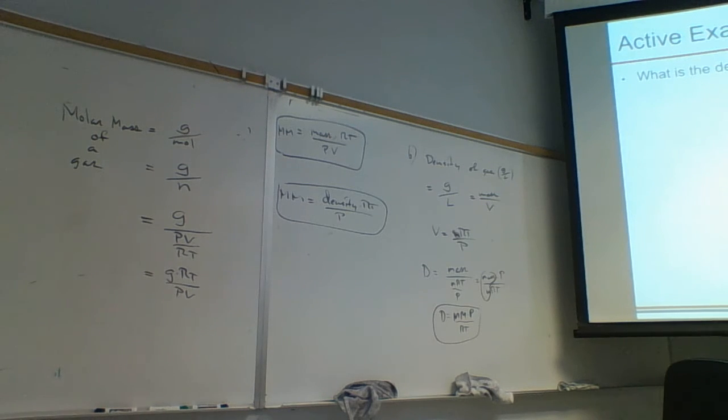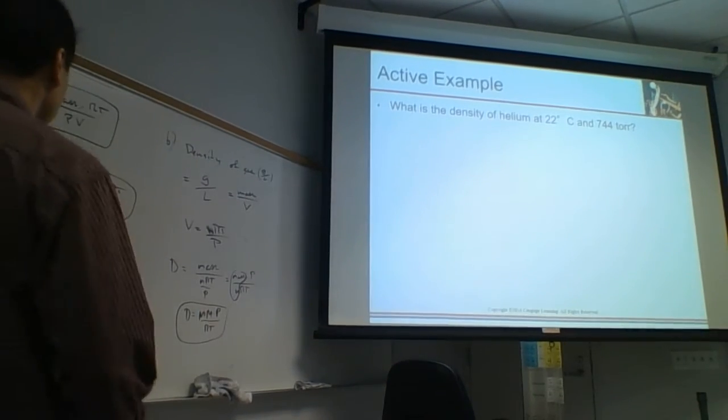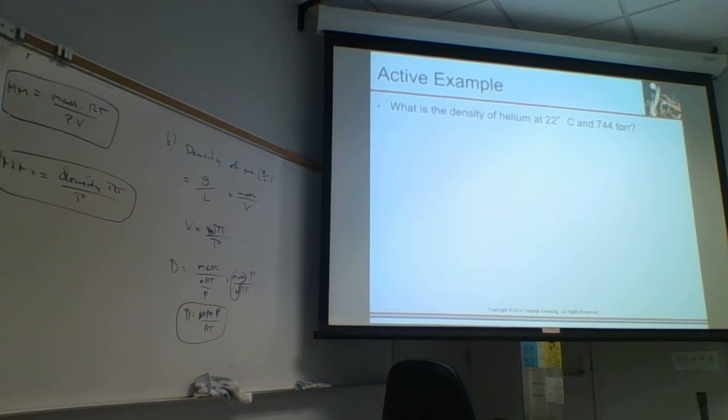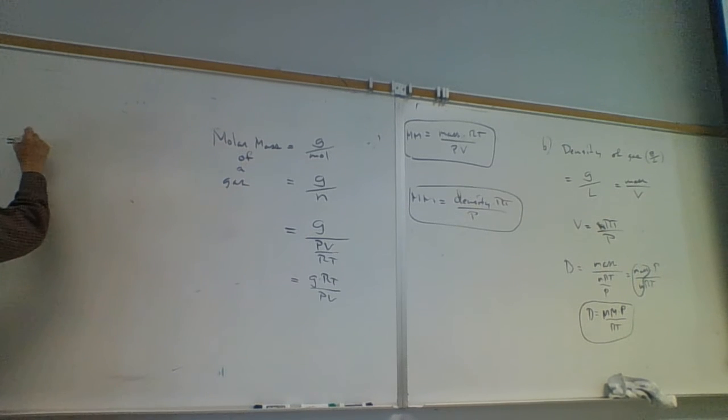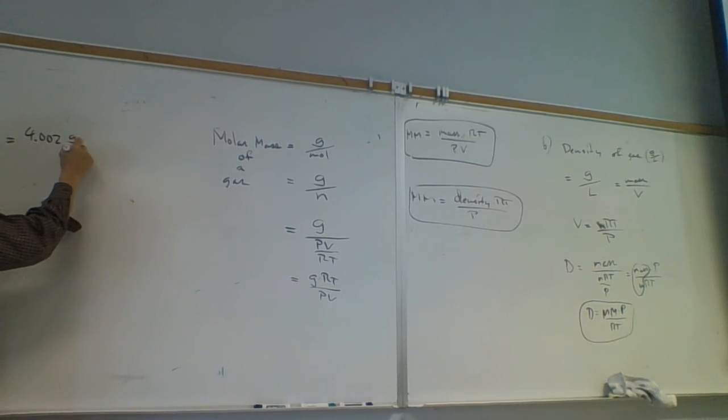What is the density of helium at 22 degrees C and 744 torr? So let's do that. The units have to cancel out. And so what we'll say is the density is equal to the molar mass times P over RT. So we need the molar mass of helium. What is the molar mass of helium? 4.002, molar mass off the periodic table. And we have to write in the units, 4.002 grams per mole.